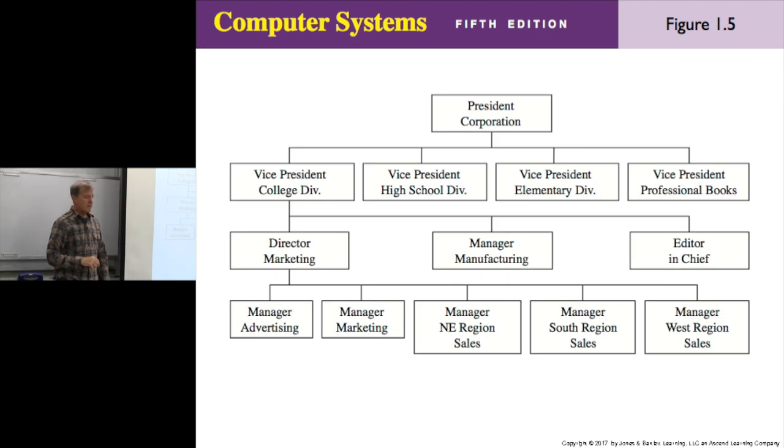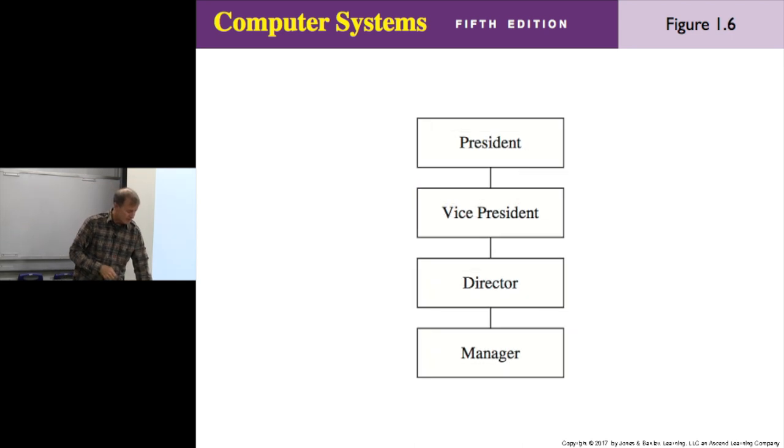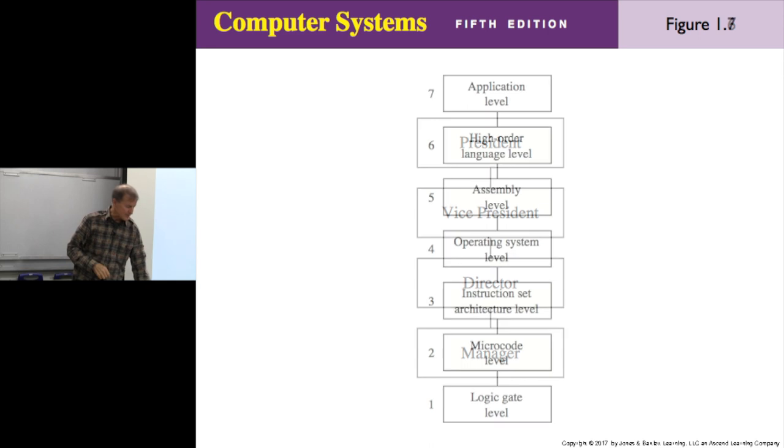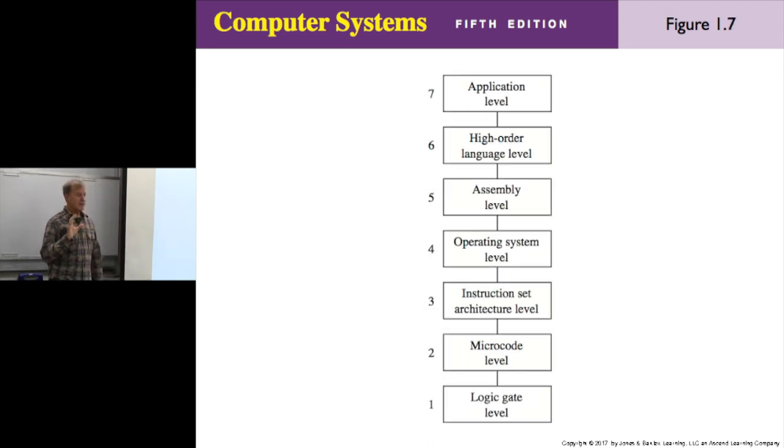And here in figure 1.5 is the levels of abstraction in an organization. You've got the president of the corporation at the top, and then the vice presidents who report to the president. You've got this chain of command, right? So what kind of diagram is this? Yeah, tree or hierarchy. And then here is the same concept, but what kind of diagram is this? Level diagram, figure 1.6.